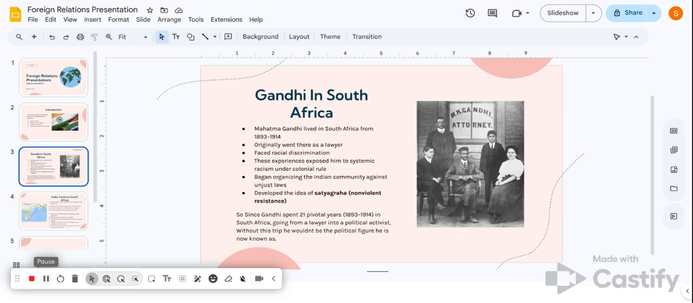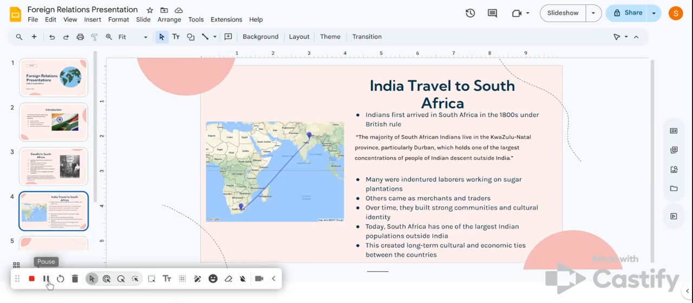So these experiences exposed him to systemic racism under colonial rule, and he began organizing the Indian community against the unjust laws. And then he developed the idea of, I don't know how to pronounce that word, but it means nonviolent resistance. So, Gandhi spent 21 pivotal years, 1893 to 1914, in South Africa, going from a lawyer to a political activist while he was there. Without this trip, he wouldn't have become the political figure he is now known as today. And on the side, I have a picture of him. I believe it is a picture of him in South Africa, but I may be incorrect.